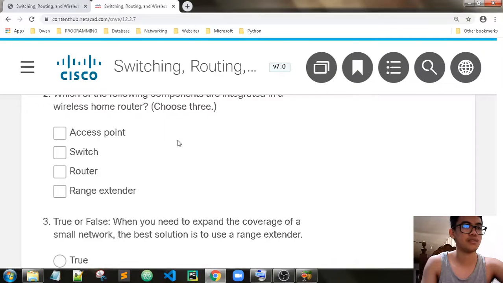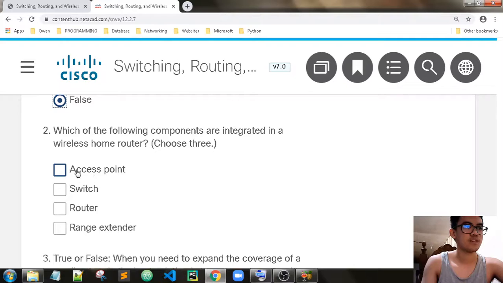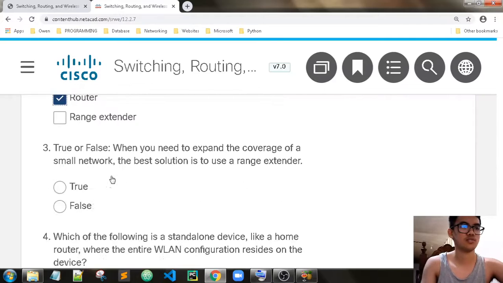Which of the following components are integrated in a wireless home router? We have the access point, switch and router. When you need to expand the coverage of a small network, the best solution is to use a range extender. I think the answer for this is false. The best solution is to use an access point.